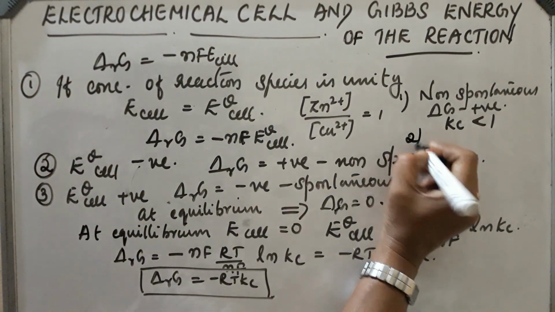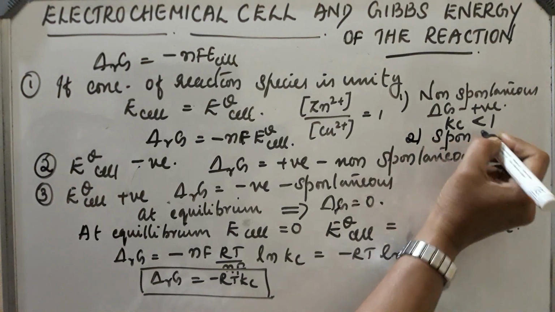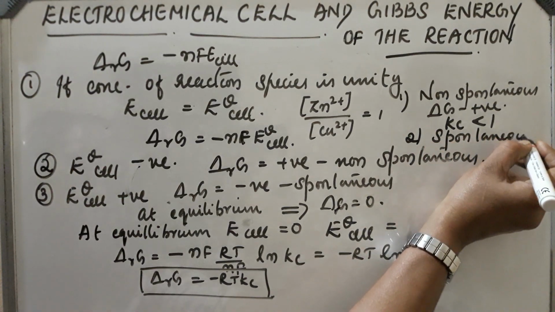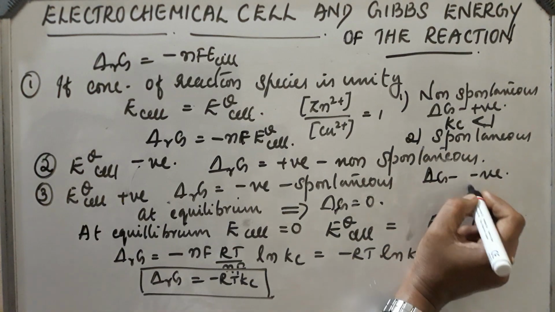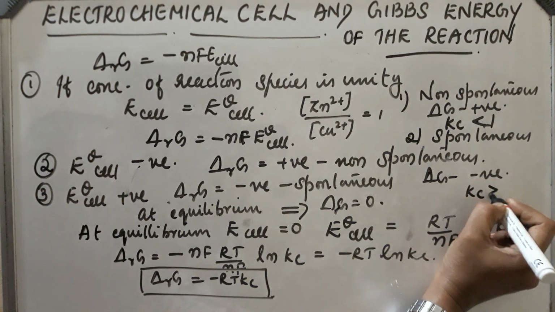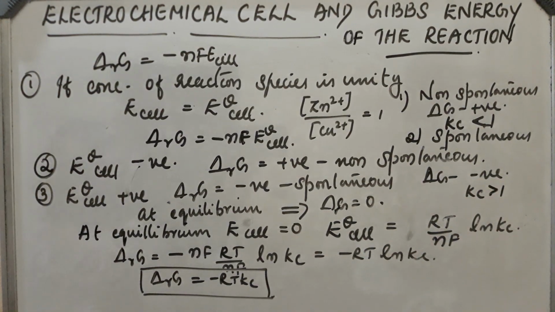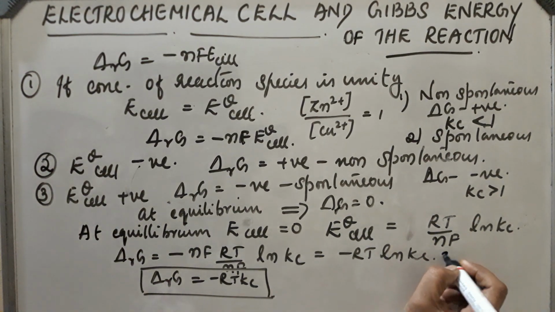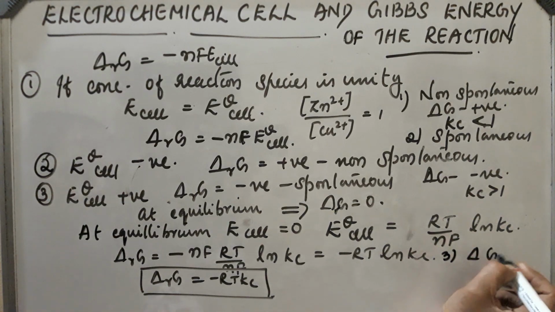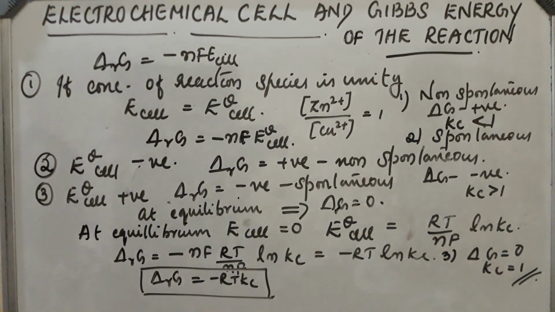Okay. Next, spontaneous process, what happens? Spontaneous, delta G is a negative value. So, Kc will be greater than 1. Kc will be greater than 1 in a spontaneous process. And the third case is equilibrium, delta G is equal to 0, Kc will be unity. Okay. This much about Gibbs energy of the reaction.